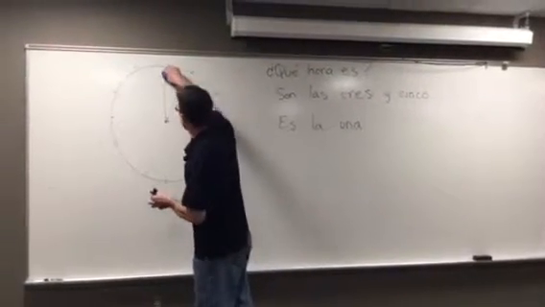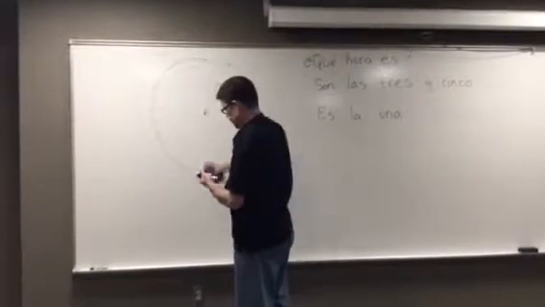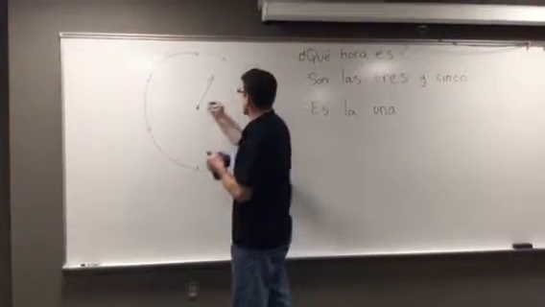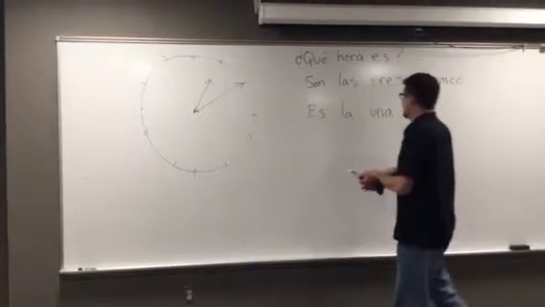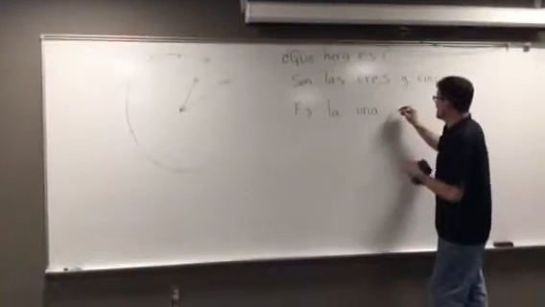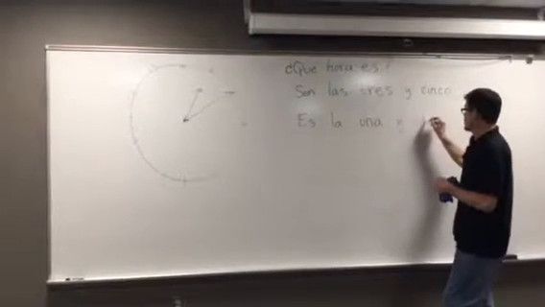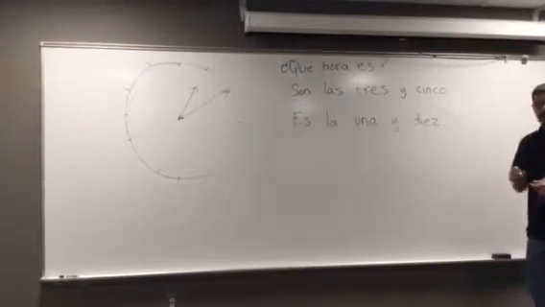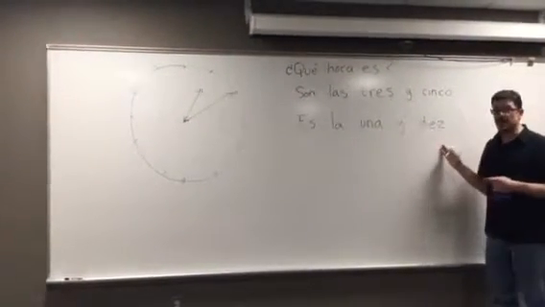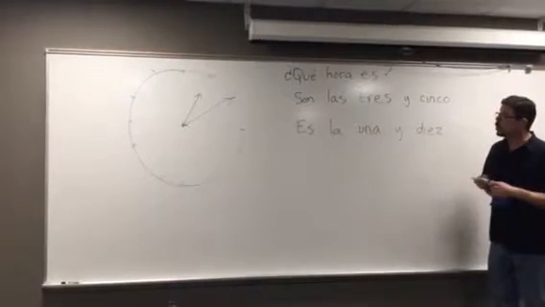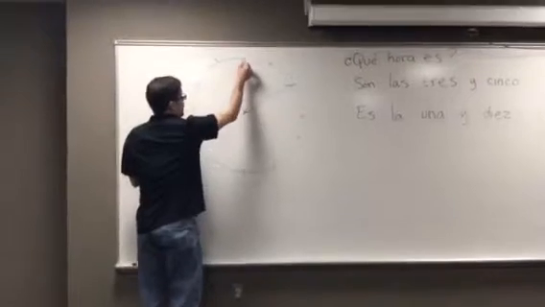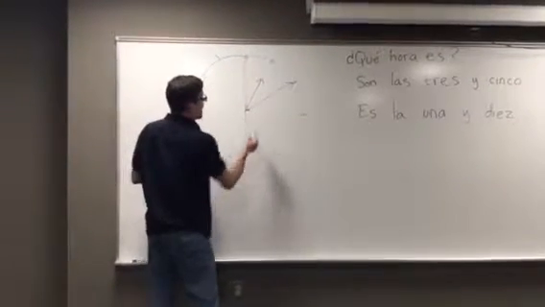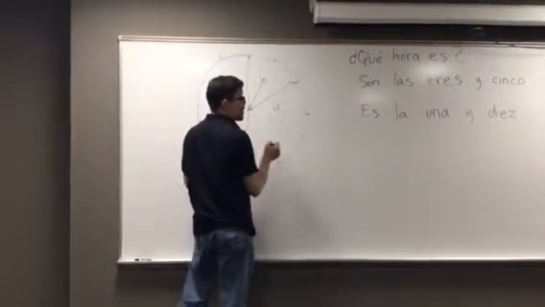Now, let's change this one more time. Let's go ahead and say that it is 1:10. Es la una y 10. So when we're on the right side of the clock, I'm going to put a line right down the middle. We say es la una y 10.